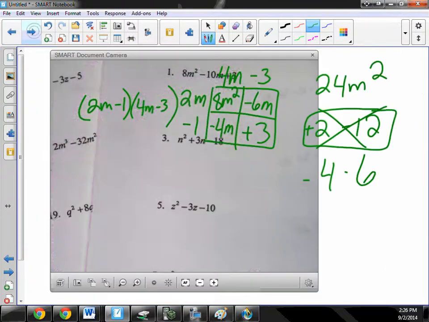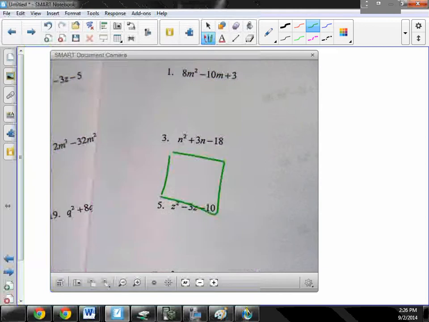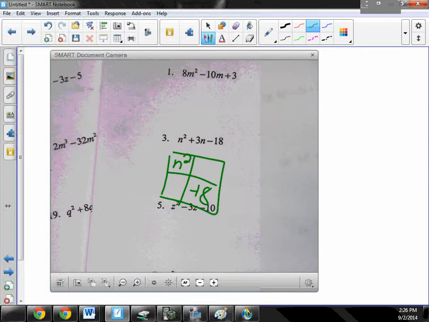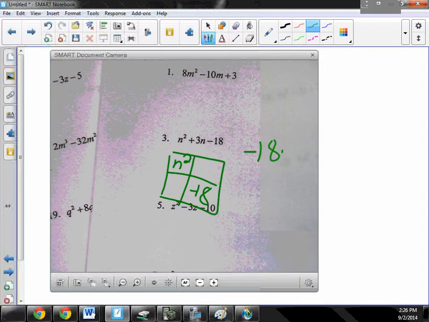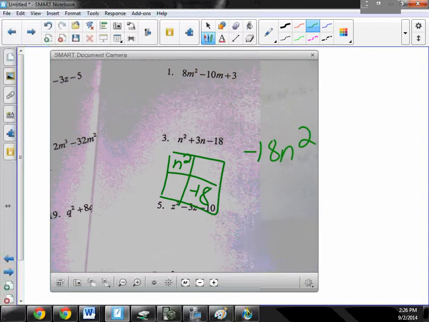Oops. Okay, look at number 3. This is going to answer Aubrey's question. We draw the box for number 3. And I get n squared and negative 18. Should I multiply them together? You don't need to, but watch what happens when you do. N squared times negative 18 is negative 18n squared. And now that's the number I'm factoring.